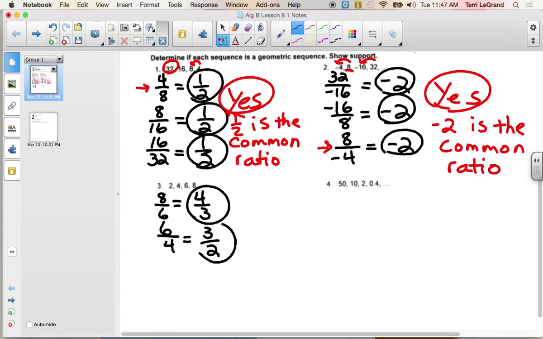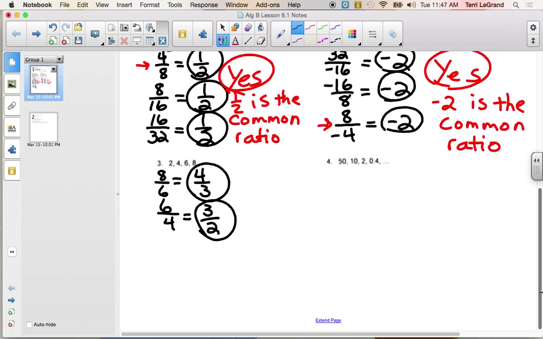So it already doesn't work. We can stop, because 4/3 and 3/2, are they the same? No, they're not the same value. If it was another name for it, then we could say, well, maybe we got to keep going, but we would say no to this one because we didn't get a common ratio. We don't have a common multiplier, I call them.